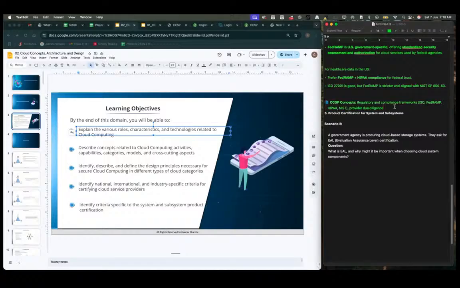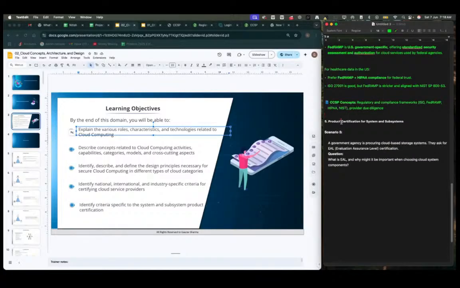The next one is the product certification from system, because whatever product you are creating, a government agency is procuring a cloud-based storage system. They ask for evaluation assurance level certification. What is EAL and why might it be important when choosing a cloud system component? You have said that EAL is based upon the Common Criteria, which includes what kind of security testing is performed to ensure a certain security level, and it is important because that way the agencies can assure themselves. Correct.